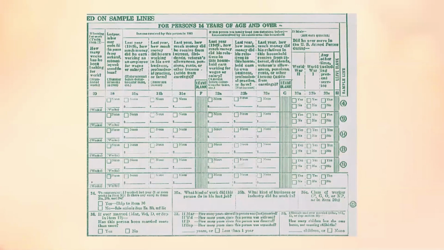If ever married, has this person been married before? And if married, widowed, divorced, or separated, how many years since the person was married, widowed, divorced, or separated? If female and ever married, how many children has she ever born, not counting stillborns? So there's a lot of information in these supplemental questions that we had in the 1940 census, plus additional information.